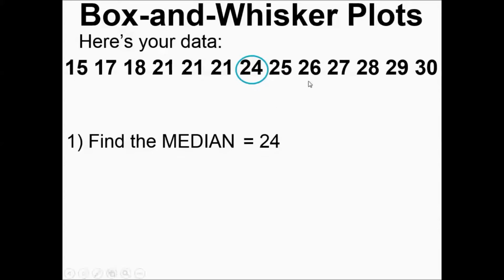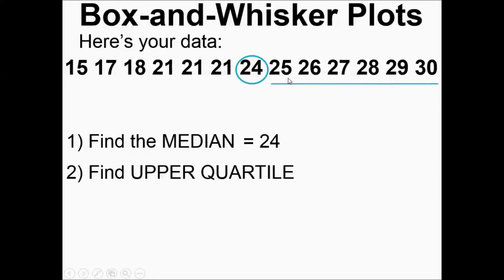And then to the right of 24, you're going to find your upper quartile. You have a total of 6 numbers here. You're going to count in 3 from either side. That's going to be about 27.5.